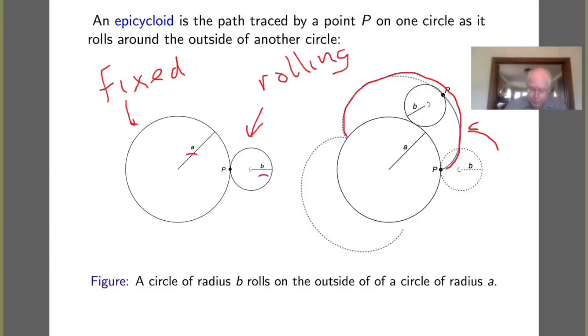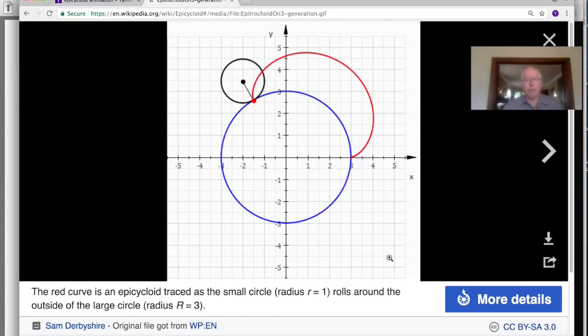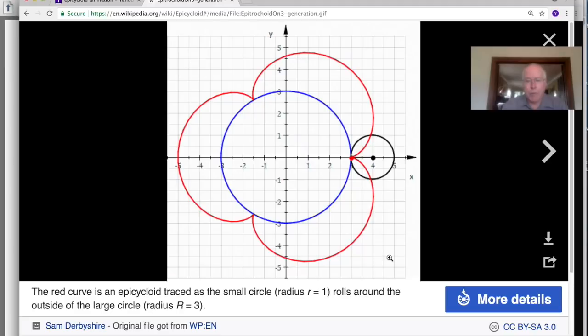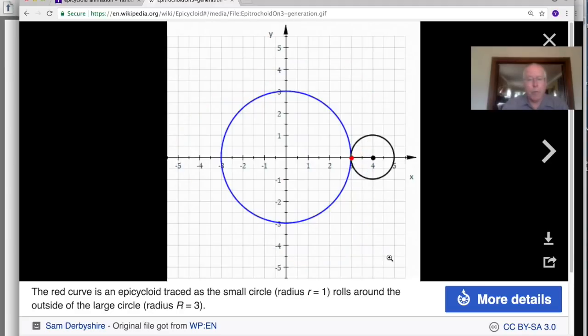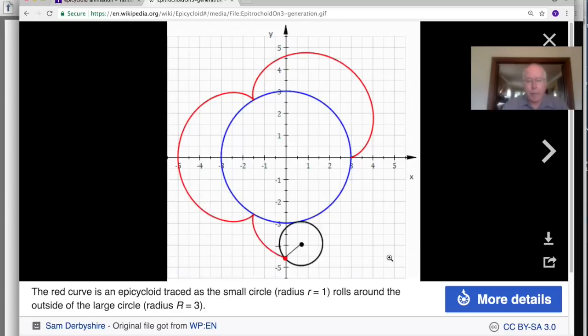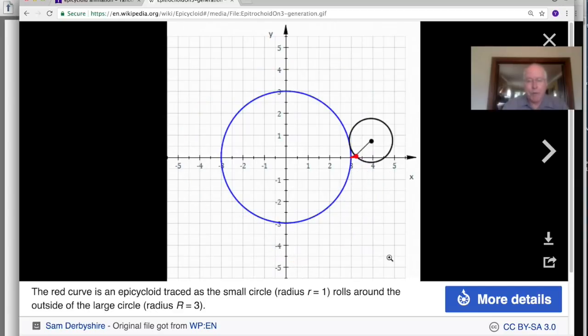It turns out to look something like this. We're going to find out what the equations are for the position of the point P, what are the x and y coordinates in terms of an appropriate parameter. Here's a video of how an epicycloid is generated. We can see that smaller circle in black going along the outside of the larger circle, the blue one, and that red point P, as if a red pen were attached to the point P, traces the epicycloid as you see there.